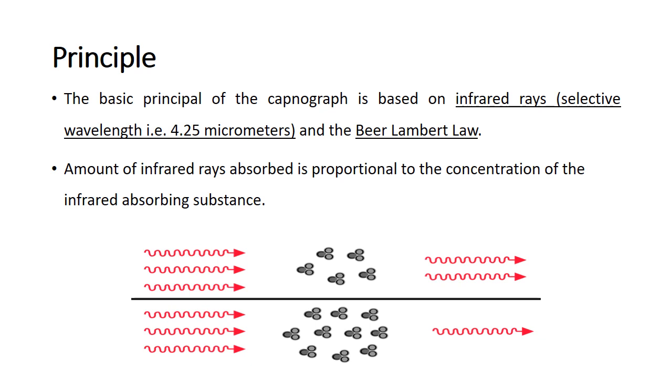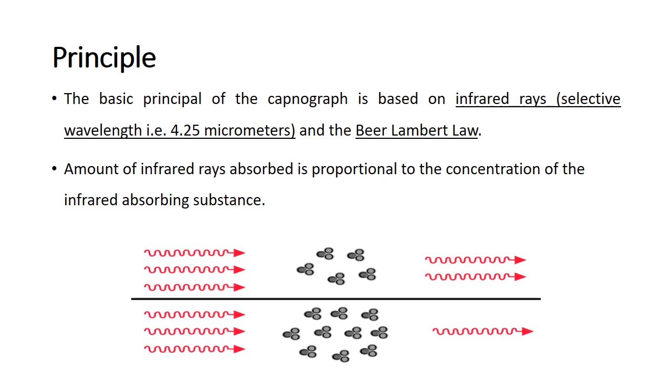Why? Because, as I already said, infrared rays can be absorbed by carbon dioxide or nitrous oxide or isoflurane. During anesthesia, if we are giving nitrous oxide also, this infrared ray is also absorbed by the nitrous oxide, but the wavelength is different. The wavelength for nitrous oxide is 4.50 micrometers. For CO2 it is 4.25 micrometers. So a very specific wavelength we have to use in the capnogram.